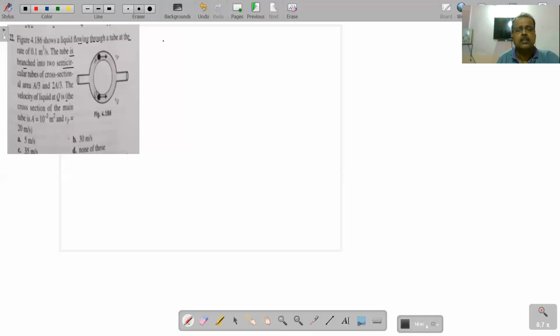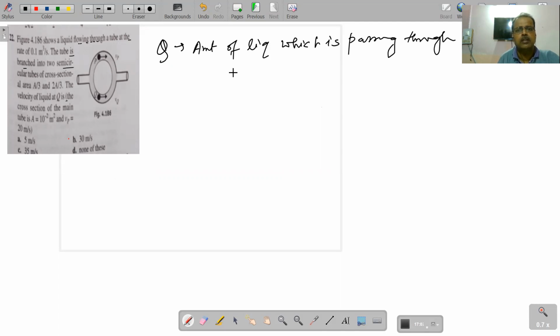So if you just consider this is the Q, that is the amount of liquid which passes through this particular portion. So that particular volume of the liquid, the rate of the liquid which is given, is 0.1 meter cube per second. So this is given over here.